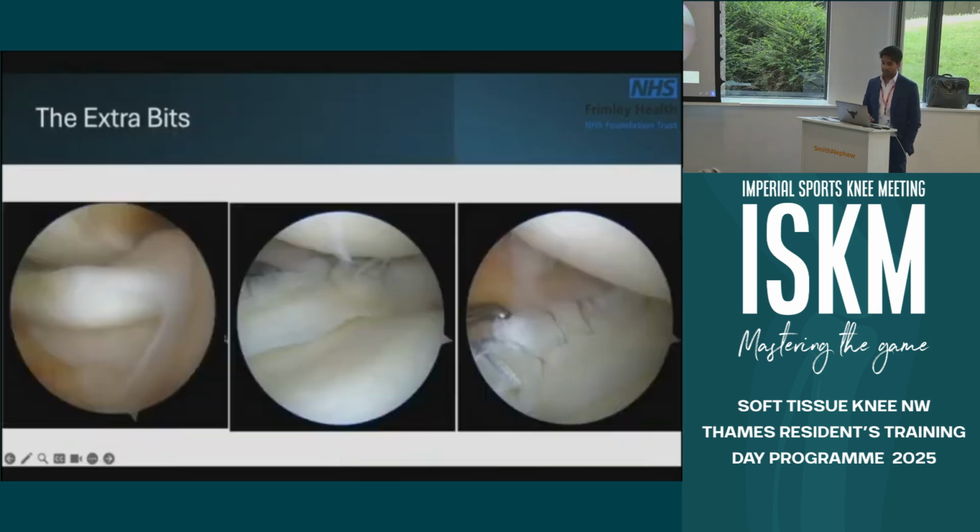The extra bits. So this is the bucket handle of a case that I did, and it was a disaster. I think there was a lot of swearing in that room that day. I remember throwing some things, de-sterilized scope, all that. I had a tough day that day, but I had to repair it.